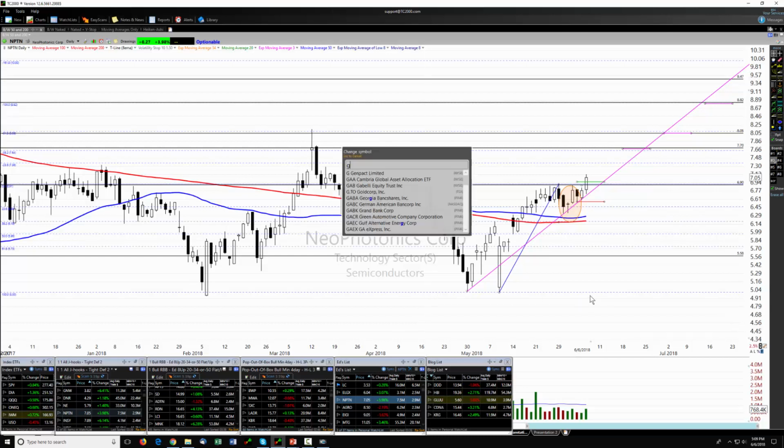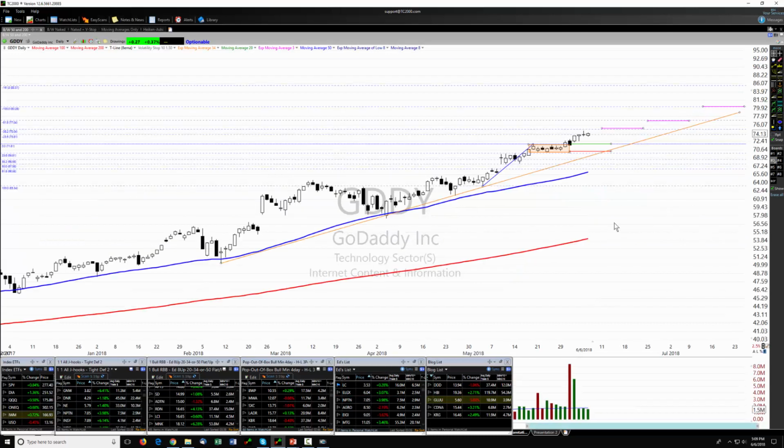GoDaddy was one that we had planned out a while back, maybe last week. It was a pop out of the box here, broke out, gave us one scary day, but then it is working since then. That's not too bad. It's still working, and we're going to let that trend work for us.